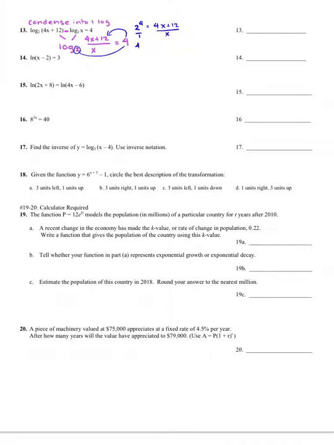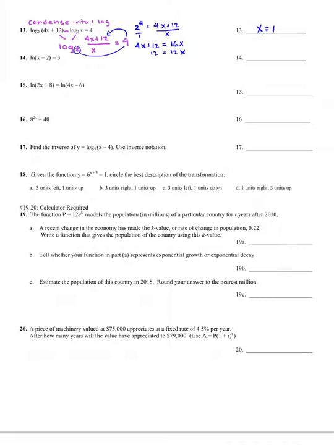So we end up with 4x plus 12 equals, so 2 to the 4th is 16x, and then go through and solve. So I have 12 equals 12x, so we have that x equals 1, and that answer's okay. It doesn't make our argument negative.